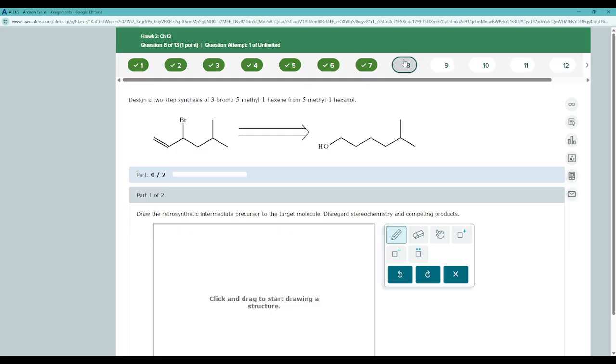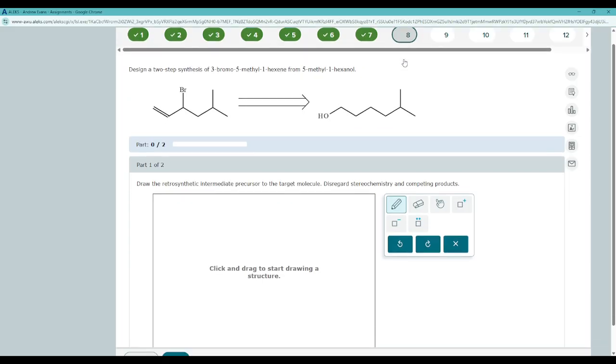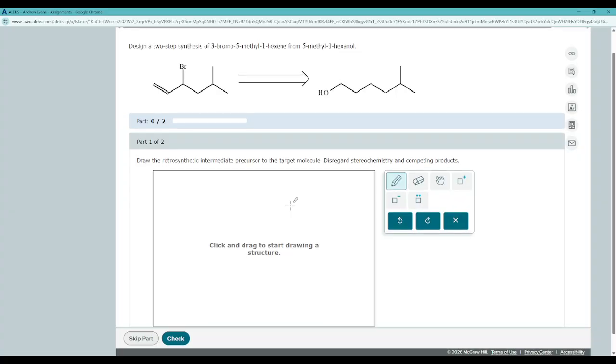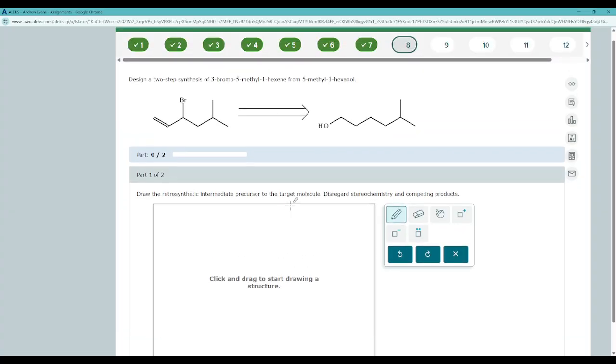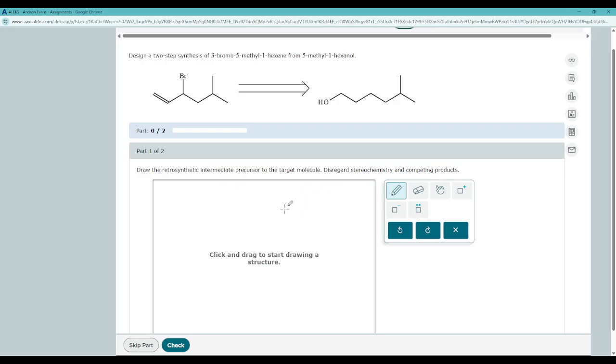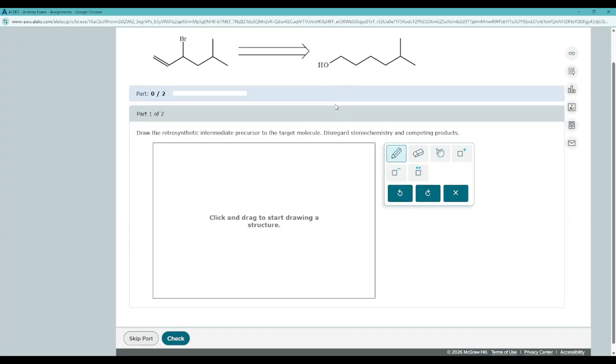Design a 2-step synthesis of 3-bromo-5-methyl-1-hexene from 5-methyl-1-hexanol. Draw a precursor. So, how many carbons do we have? 1, 2, 3, 4, 5, substituent on the 5, and 6. It says disregard stereochemistry and competing products.